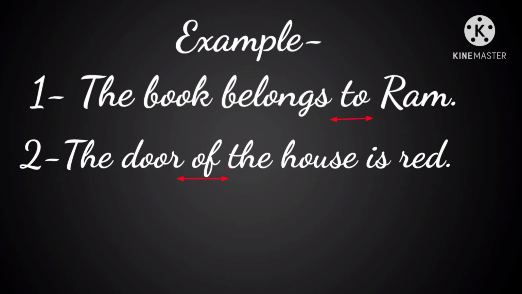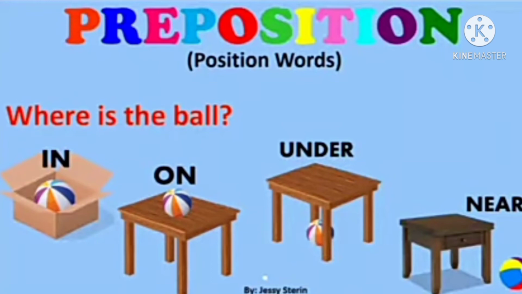Now students, let us learn more about prepositions. Children, can you see these 4 pictures? You can see a common ball. And the question is, where is the ball? In picture number 1, you can see the ball is in the box. And in picture number 2, you can see the ball is on the table.